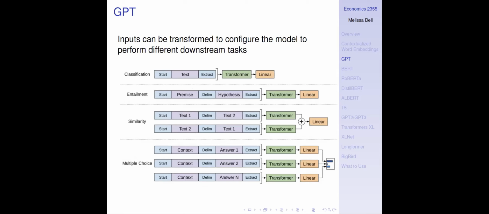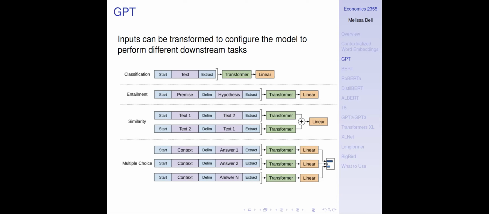One of the things that GPT emphasized is that you can transform the inputs of the model to configure it to perform different downstream tasks. If you want to do classification, you add these special start and extract tokens to your inputs, and that tells the model to have a fully connected layer at the end that goes to a class score. If you want to do entailment, where you're saying whether a premise is equivalent to the hypothesis, again, you add certain tokens and that tells the model to do that.